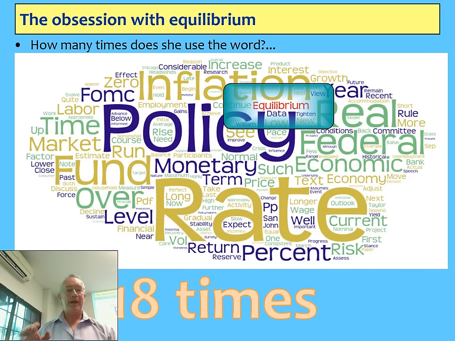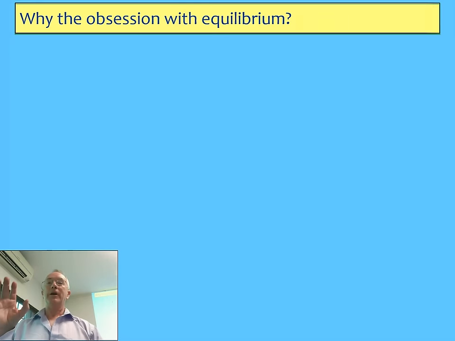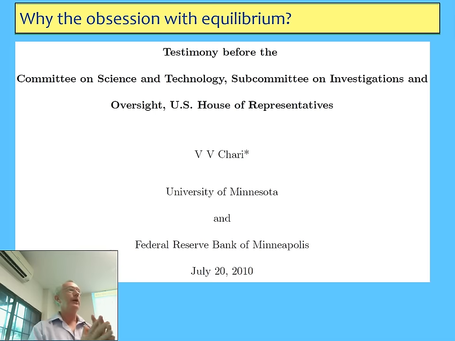And that's the habit. So she's got this concept that the economy is in equilibrium. And if you look at the way economists talk in general, they are obsessed with this concept that the economy is in equilibrium, either that it's in equilibrium or you have to model it as if it is in equilibrium. And that's the bad habit I want to address.